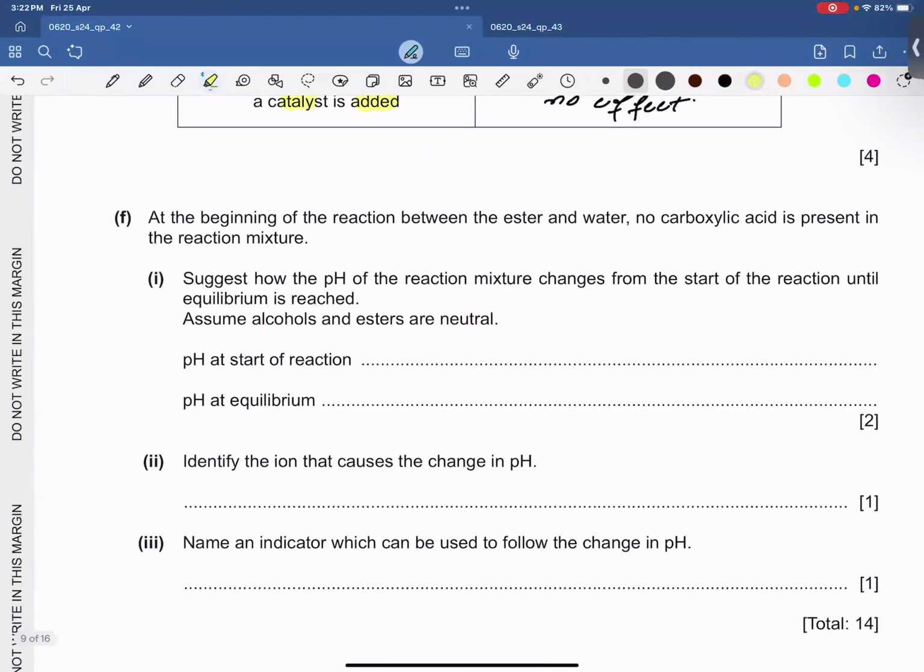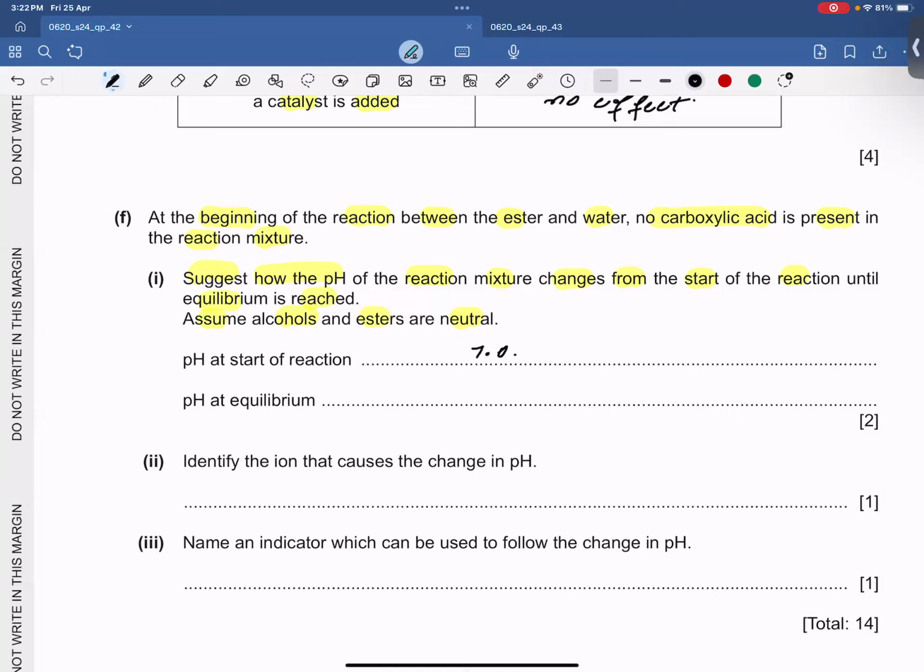At the beginning of the reaction between ester and water, no carboxylic acid is present in the reaction mixture. Suggest how the pH of the reaction mixture changes from the start of the reaction when equilibrium is reached. Assume alcohol and esters are neutral. pH at the start of the reaction, obviously, if ester is neutral, then pH is 7.0. Okay.